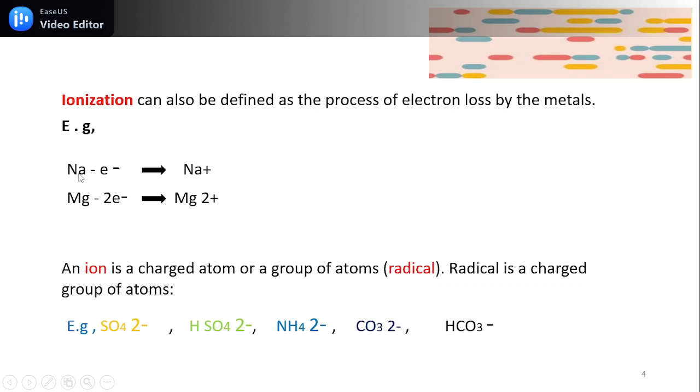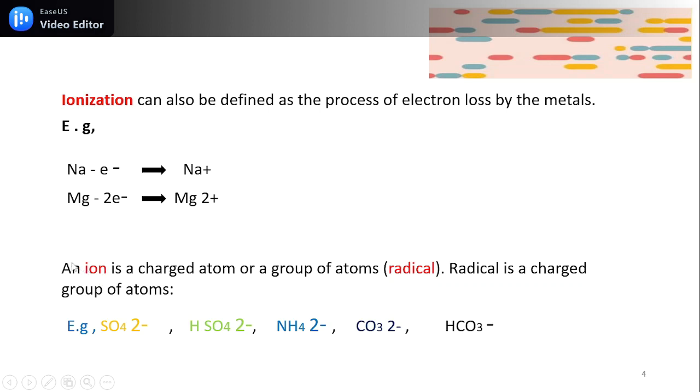For example, this is the sodium atom here. It loses an electron, then becomes an ion. And magnesium as well, losing 2 electrons and becoming an ion. So that's known as ionization, the process of electron loss by the metals, which implies that sodium is a metal while magnesium is a metal.